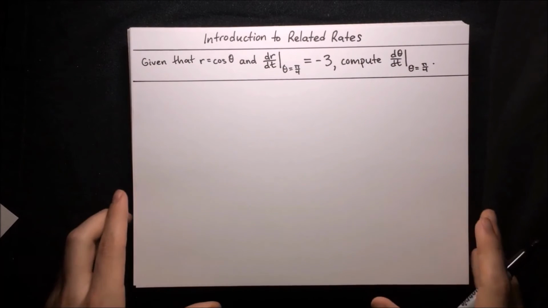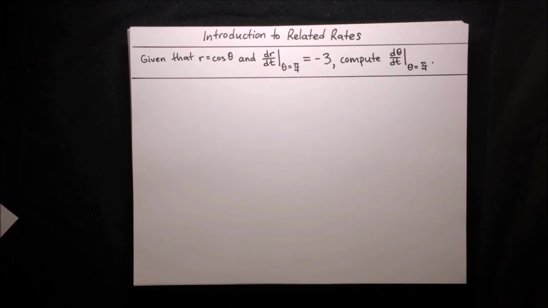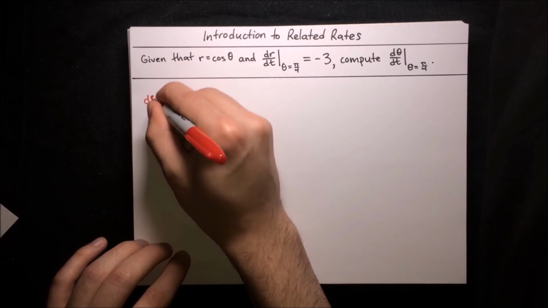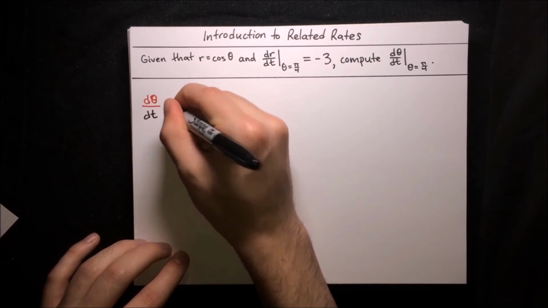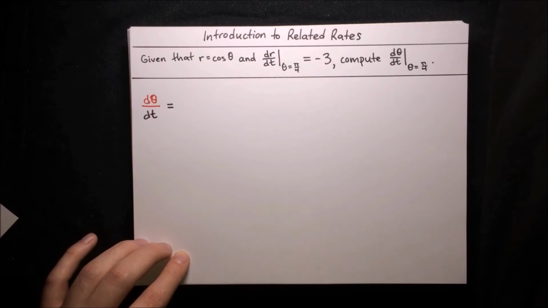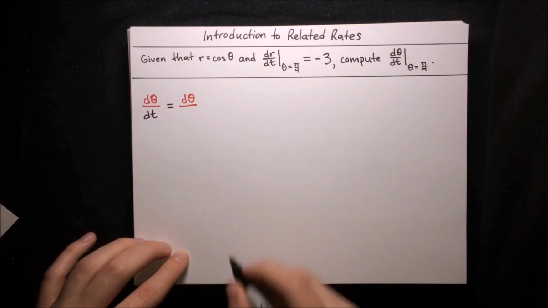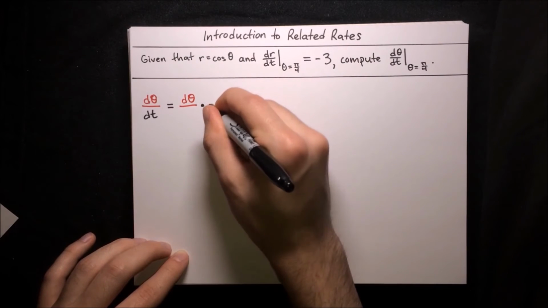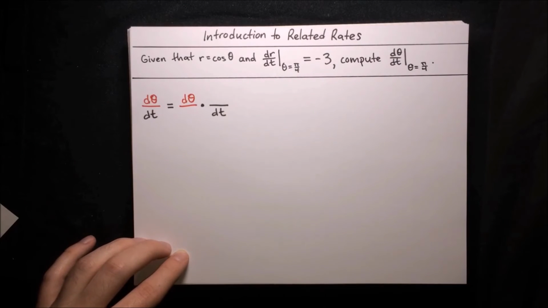Here's the next problem. We're given that r equals cosine of theta, and that dr/dt when theta equals pi over 4 is equal to negative 3, and we want to compute d theta/dt when theta equals pi over 4. Again, we're going to use the same strategy. Take that d theta/dt and break it up into a product of derivatives, each of which is easier to compute, so that the product is equivalent to our original derivative. So d theta over something times something over dt, where the somethings are the same, so they cancel in the chain rule.